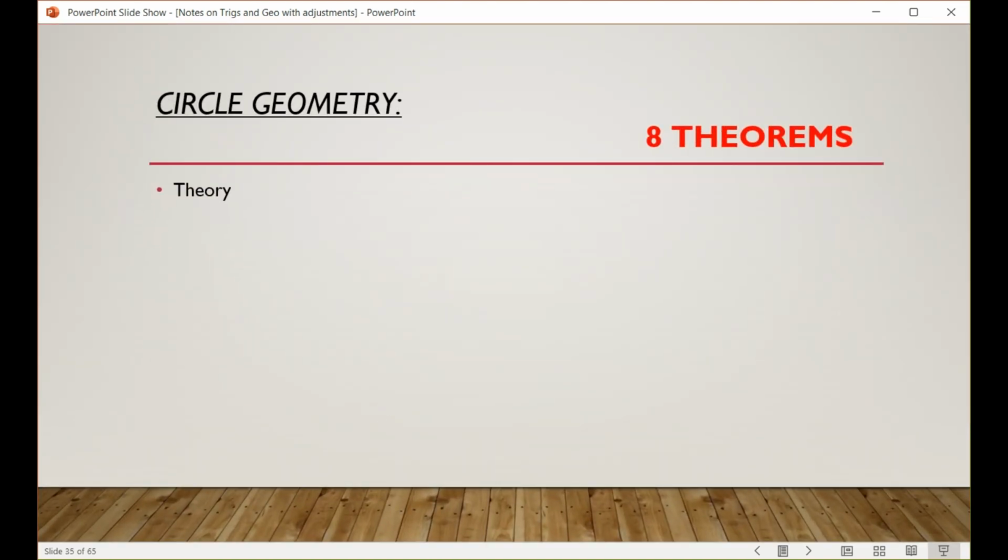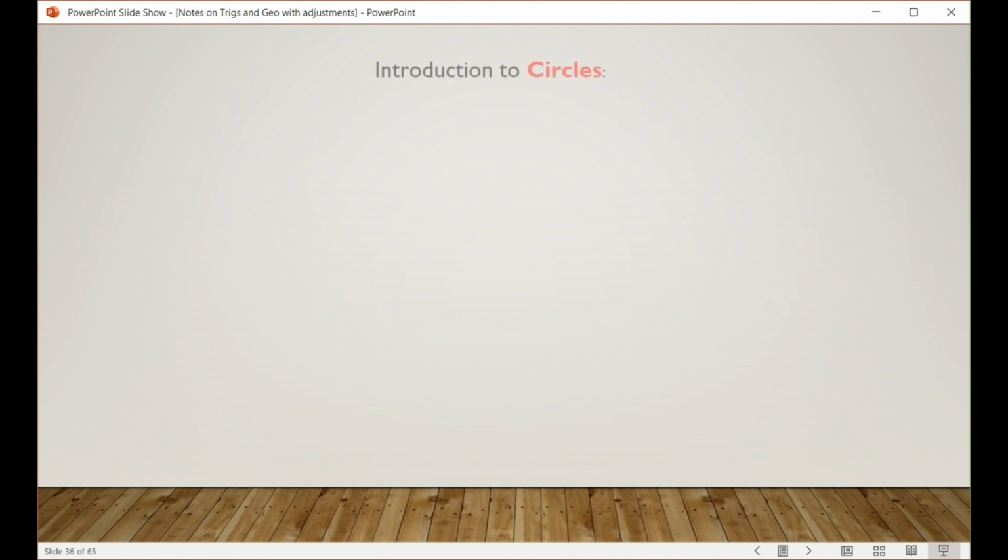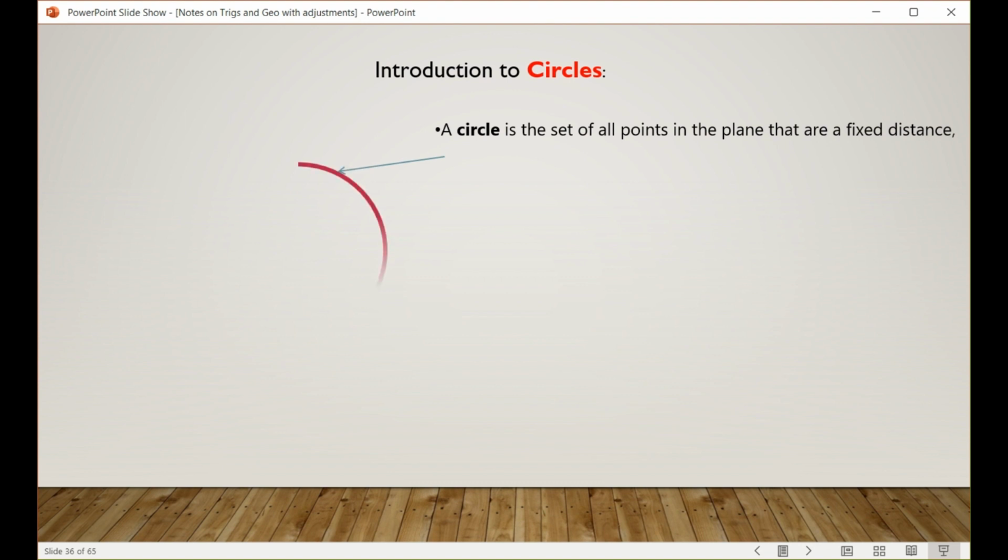And let's recall that circle geometry itself, when you look at what is being assessed, looks similar to this, where we have different shapes, triangles and quadrilaterals within circles, and how the angles are related. So let's remind ourselves of what happens when we're speaking about circles. A circle is a set of all points in the plane that are a fixed distance from a focal point, or a fixed point, which is known as the center.